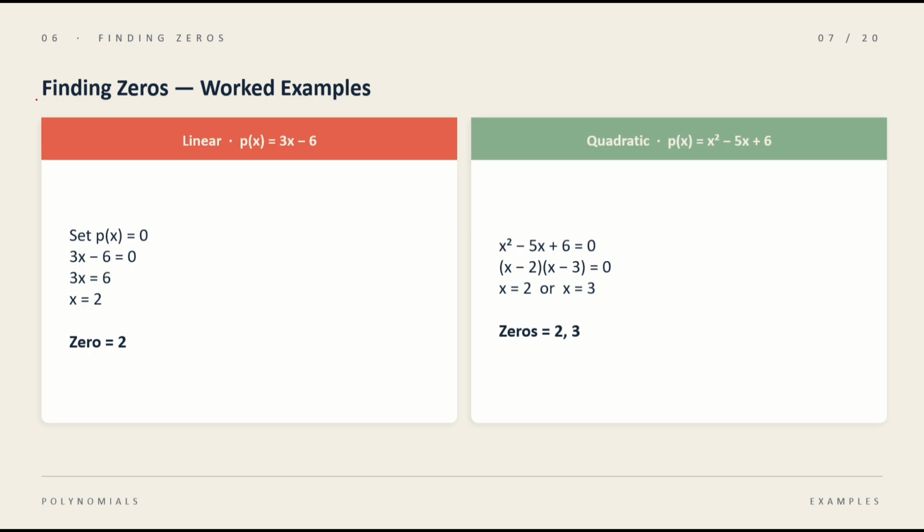Dividend: p(x) is the polynomial being divided. Divisor: g(x), the polynomial we divide by. Quotient: q(x), the result of the division. And the remainder: r(x), the leftover of lower degree.